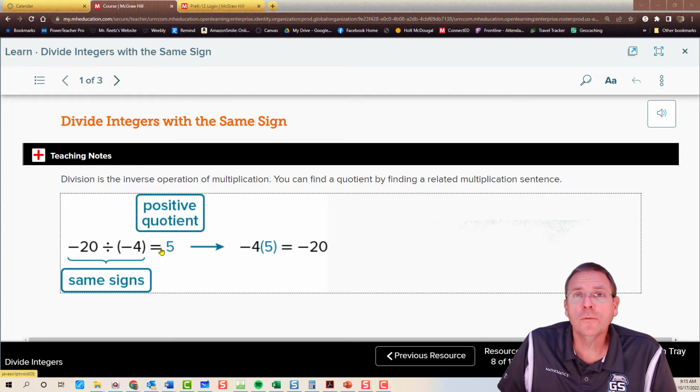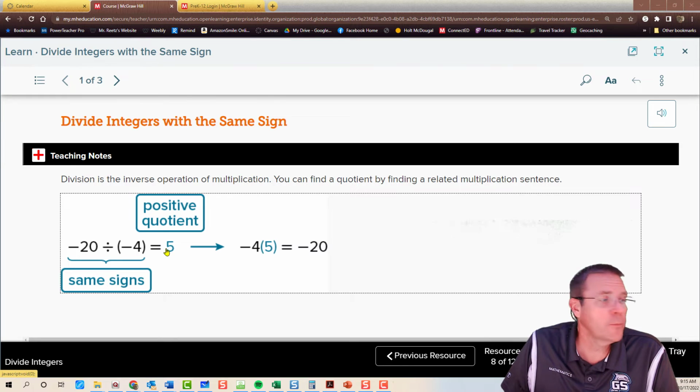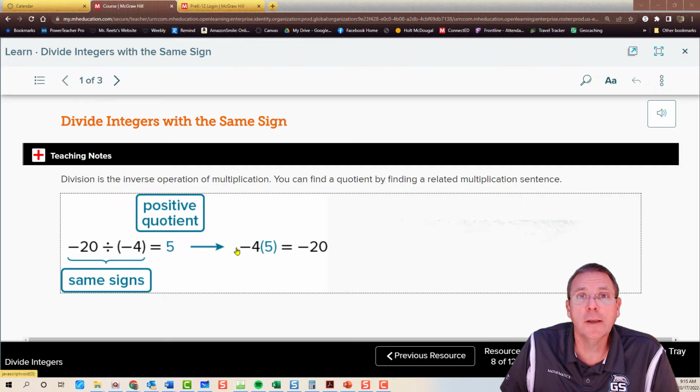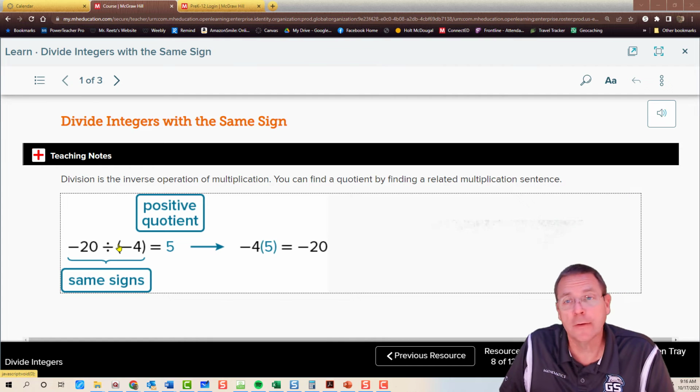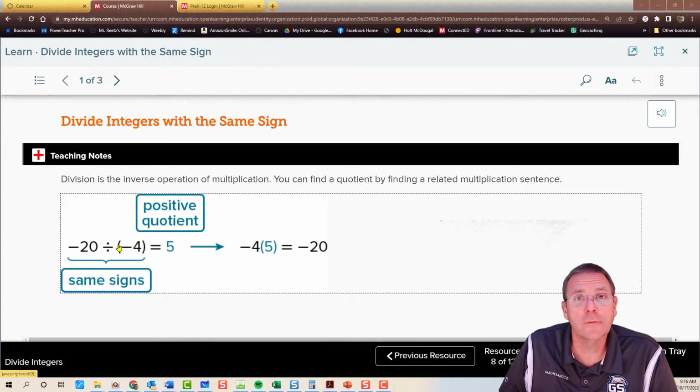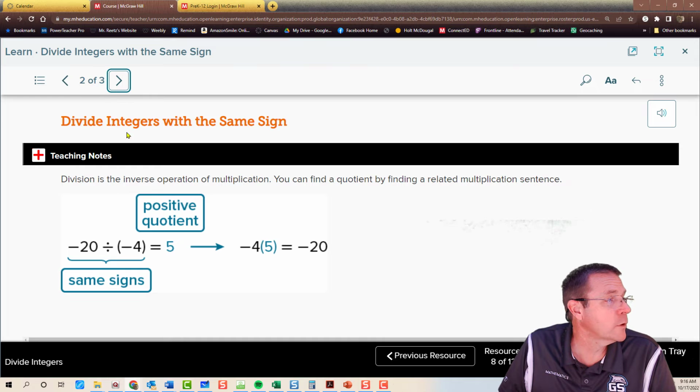How do we know this? Well, if we were to use the inverse operation of negative 4 times 5, 4 times 5 is 20, and a negative times a positive is a negative. Therefore, a negative divided by negative, guess what? It has to equal a positive. It's just the way the numbers are going to end up working.